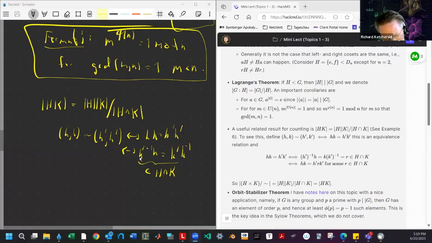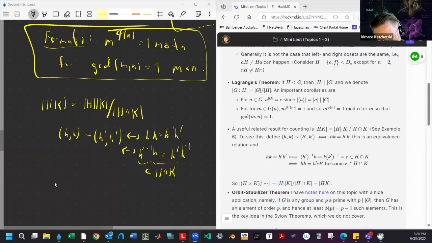Okay, and so we can work this down: multiply both sides by H prime inverse, I get H prime inverse H equals, and then multiply both sides by K inverse, so K prime K inverse, right? Now this is clearly in H, it's equal to that. This is clearly in K, so this thing is clearly in H intersect K, right?